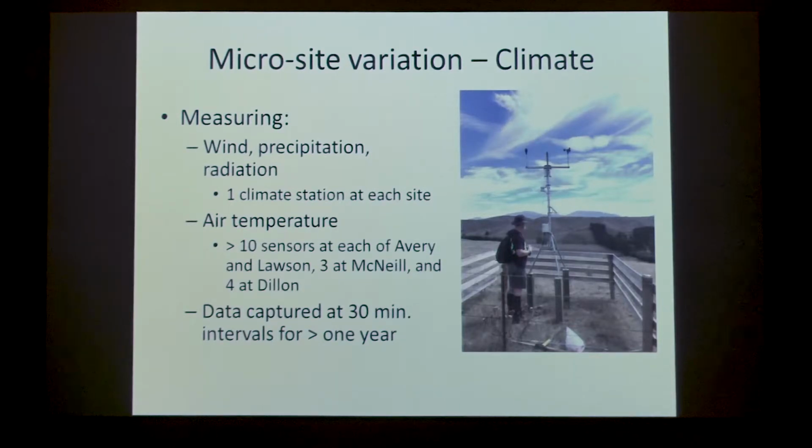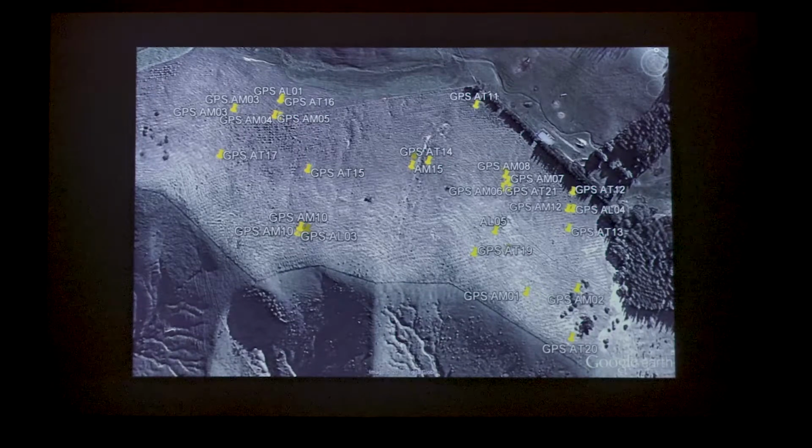In terms of climate, climate surfaces are available from NIWA, for example, but those in some regards differ quite a bit from a very local scenario. Unless you happen to have one of NIWA's stations in your backyard, we need to establish these climate stations. These climate stations are measuring wind, precipitation, and radiation. There are air temperature sensors scattered throughout the sites as well, and these data are captured at 30-minute intervals. That just gives you a rough idea of where the sensors are scattered within a site. Again, we're trying to describe the variation within a site so we can know with certainty why up here you've got great tree growth and over here you've got poor tree growth.